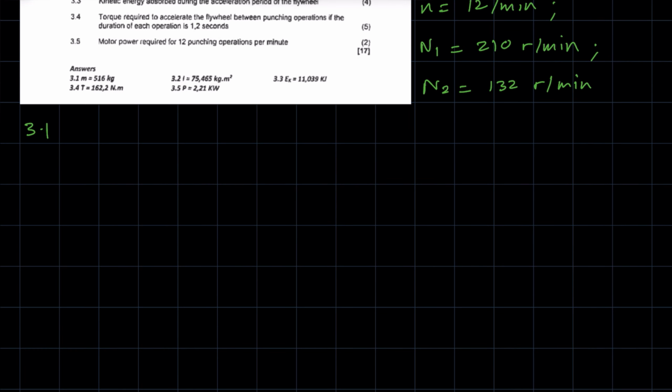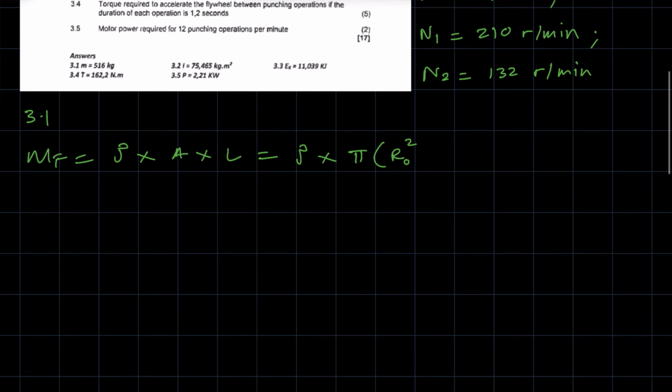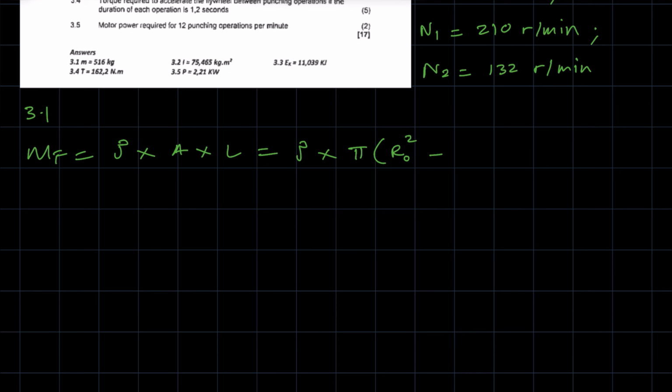So the mass of the flywheel will be equal to rho, the density, times the area times the length. Now what does that look like? This will be rho, times the area. You have an outside and inside diameter, so we'll simply use pi into RO squared, the outside radius squared, minus the inside radius squared, times the length, which essentially is the width.